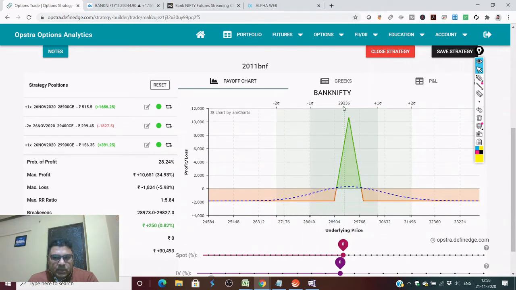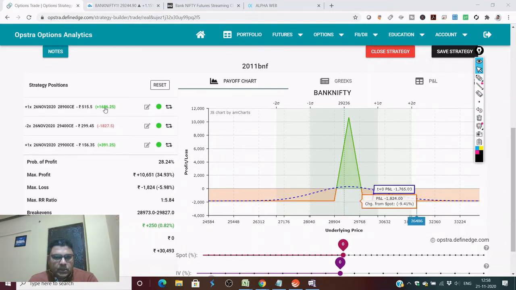Now you can see the market is at 29,236. When I say market, it is Bank Nifty. So now this leg is already in profit, 100. Whenever this leg is in profit, you can actually start moving along with the market. And if the market is moving in this direction, then you start moving along with the market.